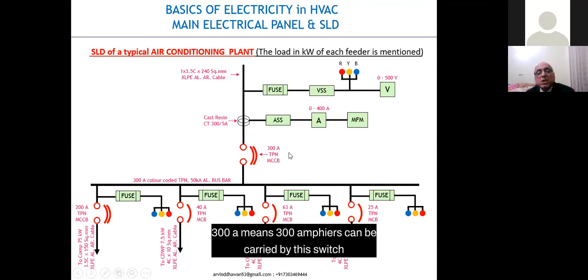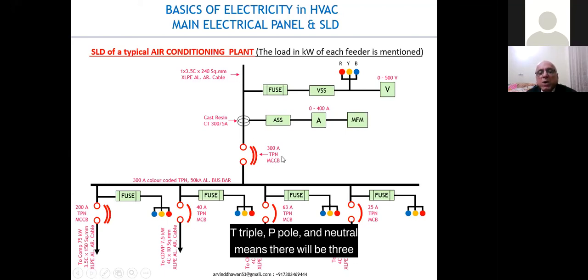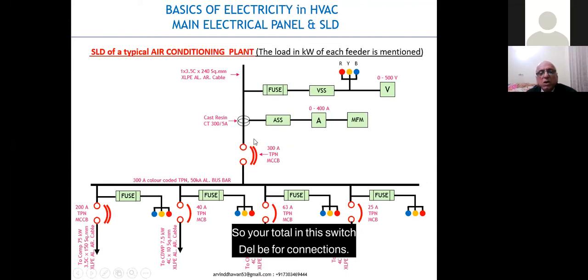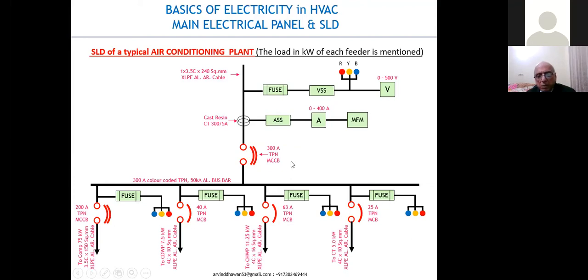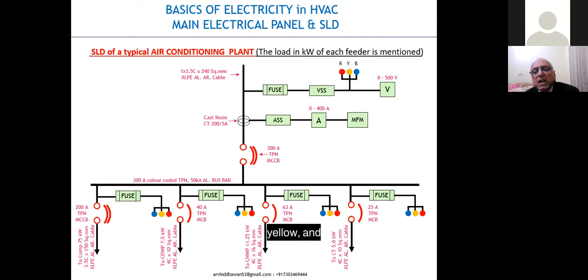300A means 300 amperes can be carried by this switch. TPN: T for triple, P for pole, and neutral. Means there will be 3 conductors, right? And 1 neutral. So in this switch, there'll be 4 connections. 3 for conductors, red, yellow, blue. All these conductors are identified with the international colors, red, blue, yellow. And N will be identified as black. So we'll have 4 connections in this switch.